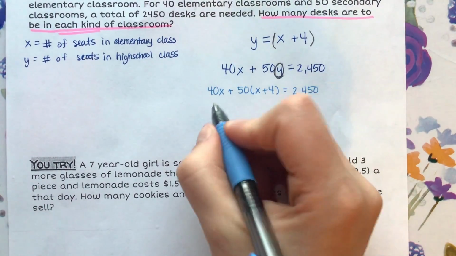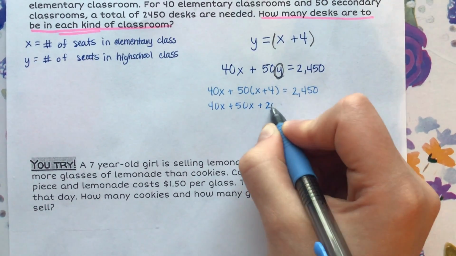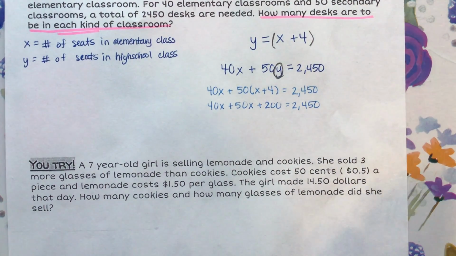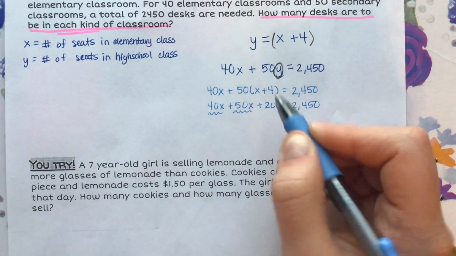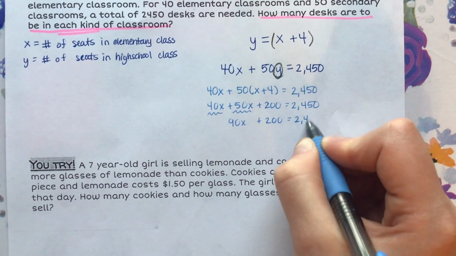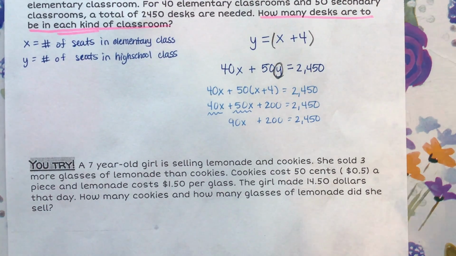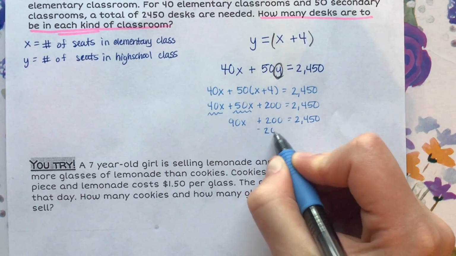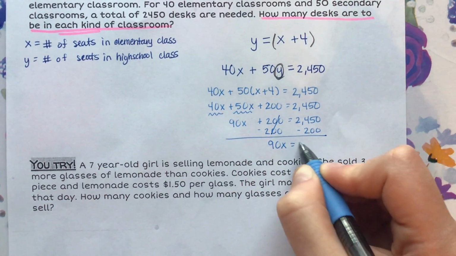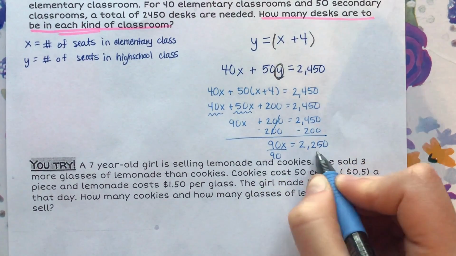Okay, now distribute. 40x plus 50x plus 200 is equal to 2,450. I'm going to combine like terms. This is 90x plus 200 equals 2,450. And I'm continuing to solve for x, so I'm going to subtract 200 from both sides. And I have 90x is equal to 2,250. Finally, I want to divide by 90.